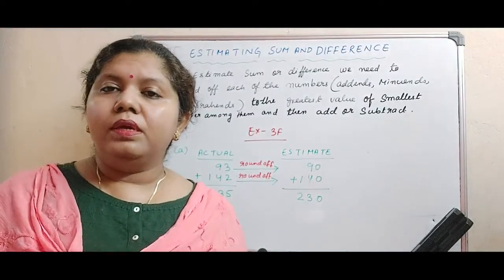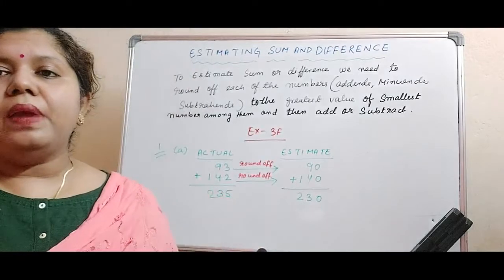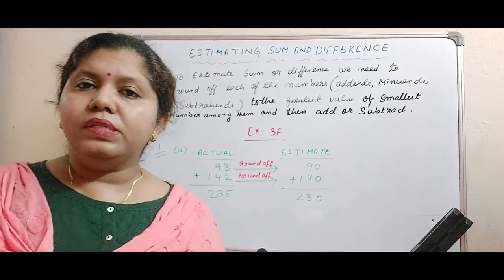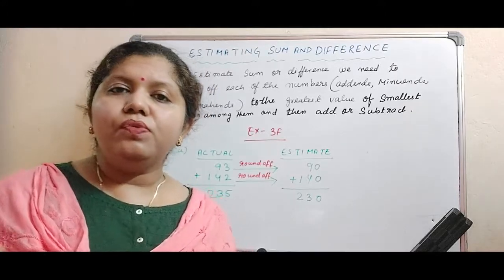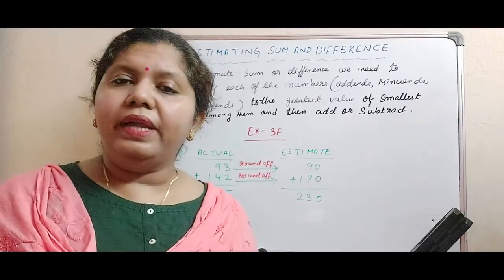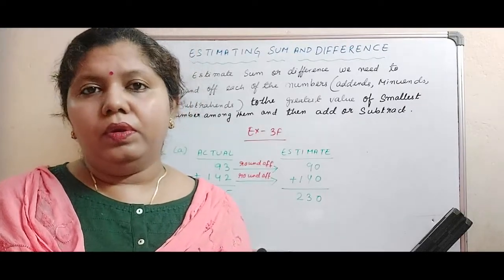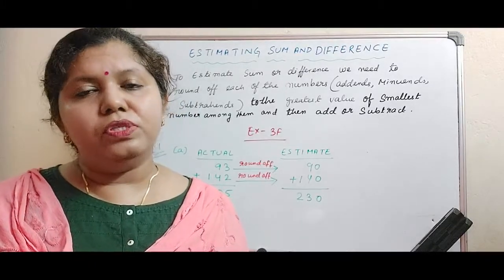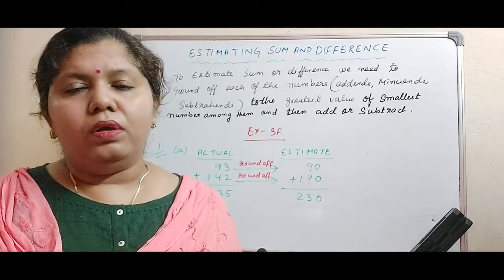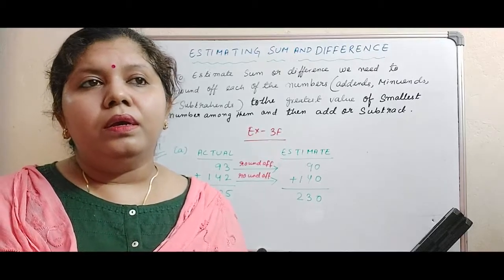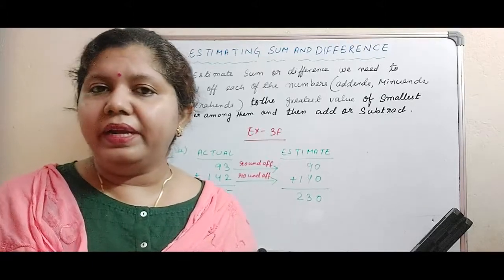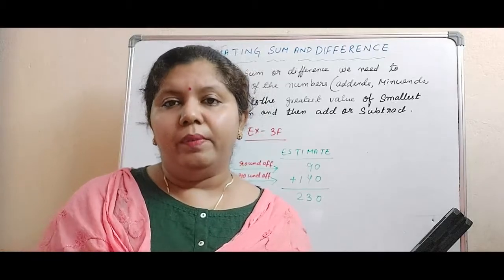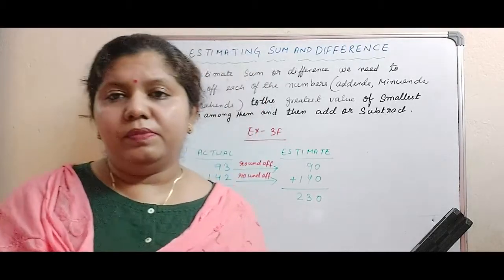Today our topic is that we have to estimate sum and difference in this chapter. Any questions on how to estimate sum and difference? Estimation means roughly telling something nearly equal to the actual thing. Actual means normal subtraction or normal addition; whatever sum or difference you get, that is the actual value. But estimation means you are not actually predicting, but it is roughly nearly equal to that particular amount. That is what you call estimation.